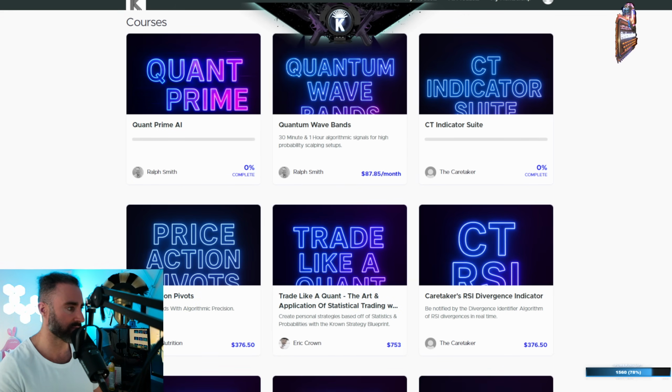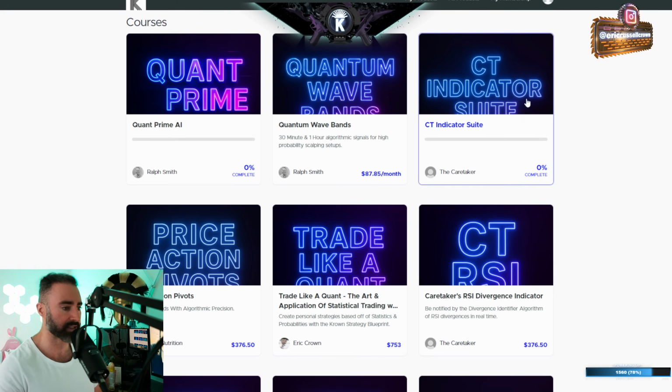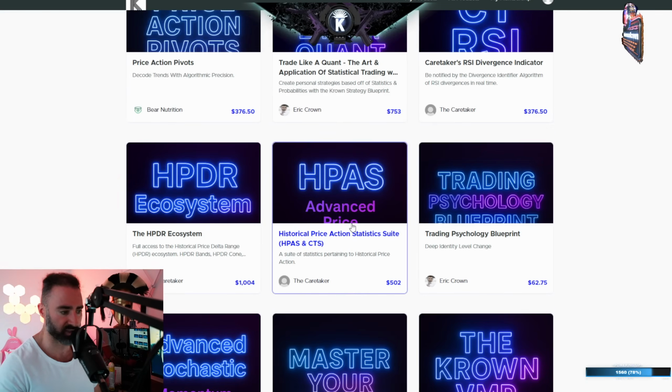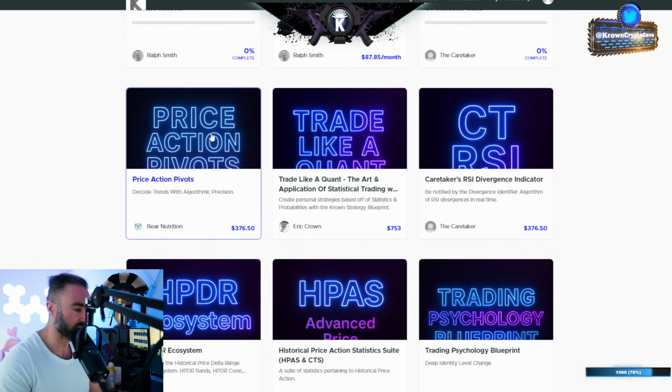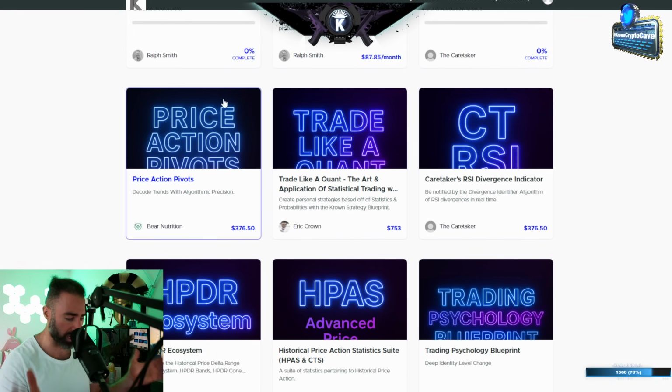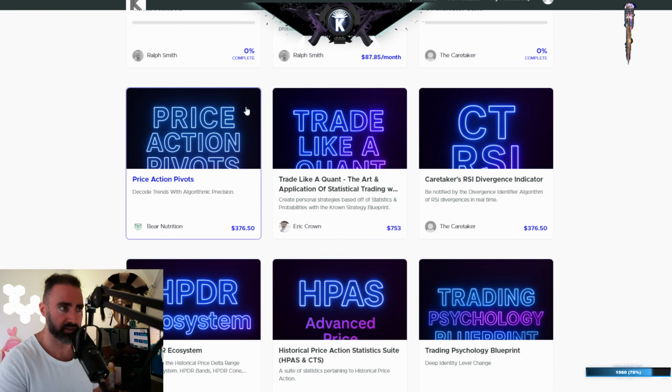Price Action Pivots, like I said, that's very, very new. This one's actually quite friendly towards beginners as well. And Caretaker's Indicator Suite can be friendly towards beginners because the RSI is pretty beginner friendly and statistics are as they are. The HPDR obviously a little bit more involved, but Price Action Pivots I think is really good for new people just because it gives you algorithmically defined pivots to be aware of, should your bias be to the upside or the downside?